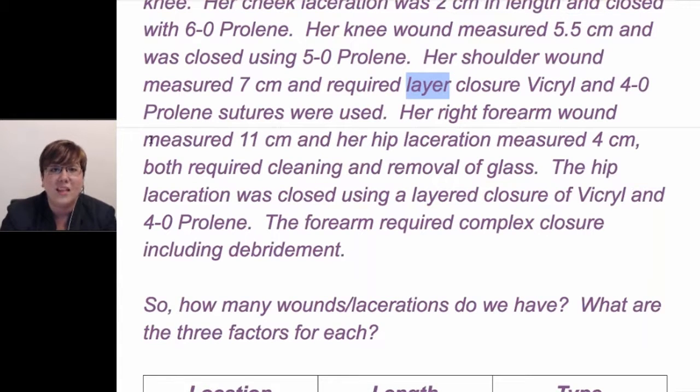Her forearm was 11 centimeters. Wow, that's a big laceration. And her hip laceration was 4 centimeters. Both of those required cleaning and removal of glass.